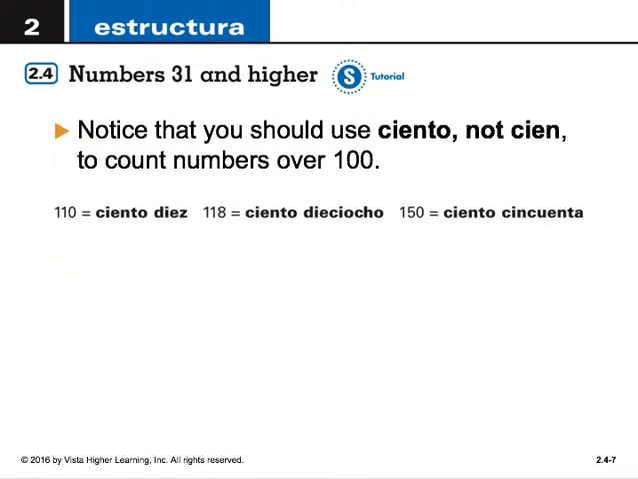Notice that you should use ciento and not cien to count numbers over 100. For example, 110, ciento diez. 118, ciento dieciocho. 150, ciento cincuenta.